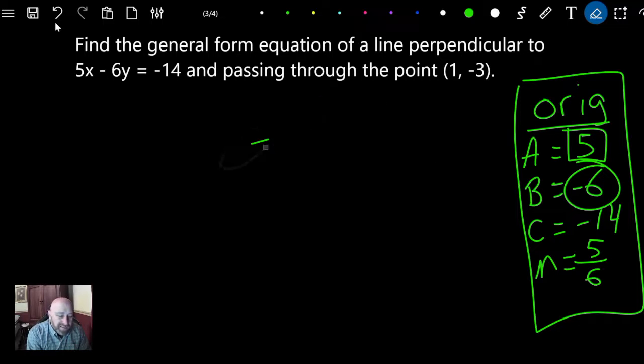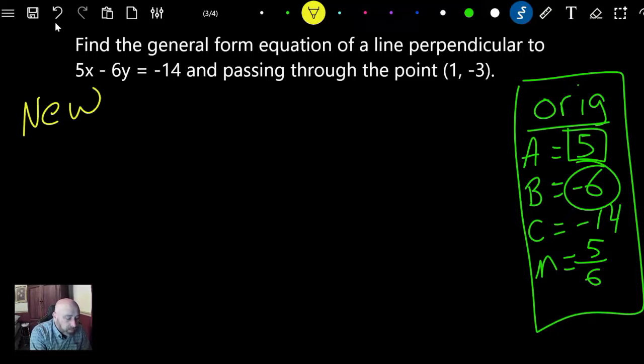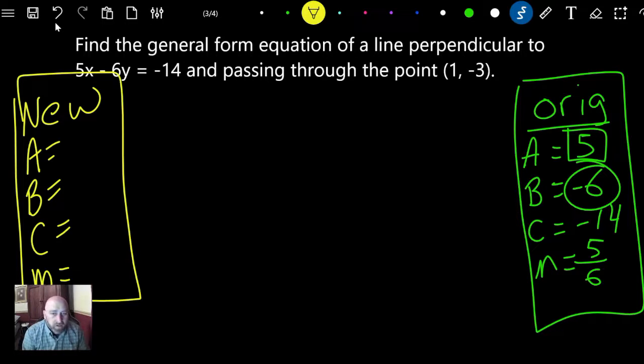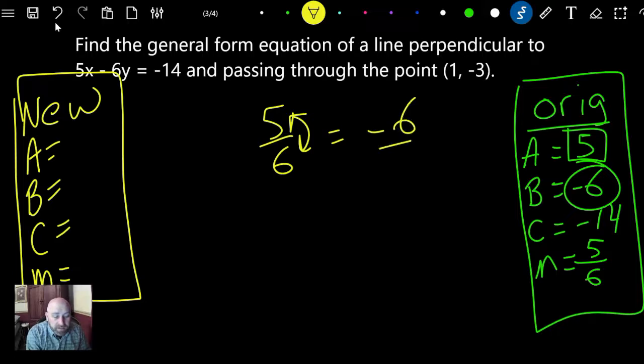All right, so now we basically have everything that we need. Now we need to do our new equation. In our new equation, we need to have an A, a B, a C, and an M. Okay? So what is our slope of our new equation? Well, it's a perpendicular line, so we take our slope of our original equation, 5 over 6. We invert it and make it negative, so that's going to equal -6 over 5. All we did was flip it and make it negative.